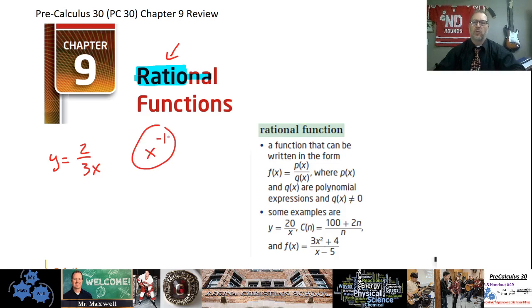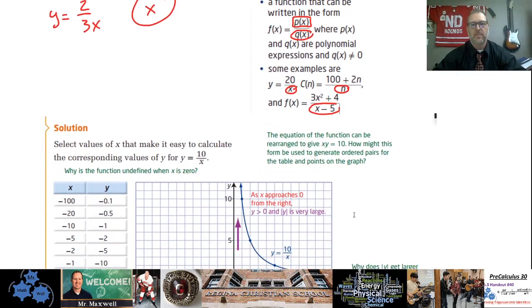Okay, so here's some examples over here. It can be written in the form of a ratio of two polynomial functions, and specifically we want to make sure that q of x has a variable in it, like this. So we've got a variable in the denominator here, here, and as part of an expression here. That's what a rational function is.